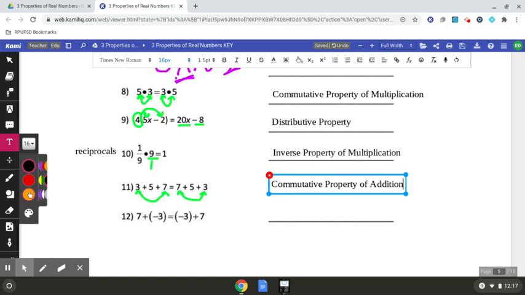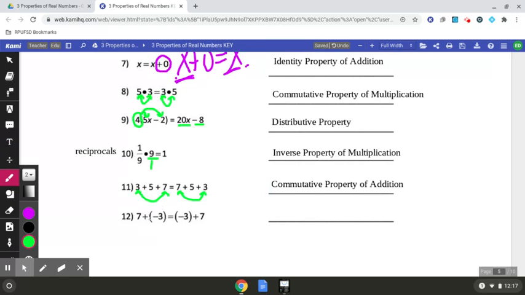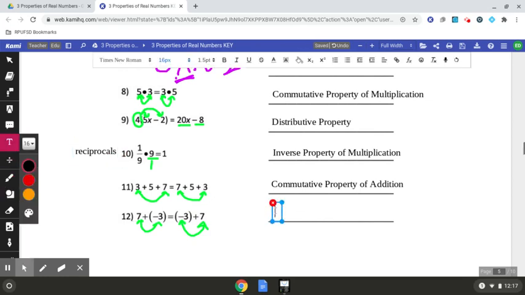Okay, and then the next one, number 12, says 7 plus a negative 3 is equal to a negative 3 plus a 7. So here, again, we changed the order of my numbers. So again, that is going to be the commutative property of, again, addition. There's addition in between them.